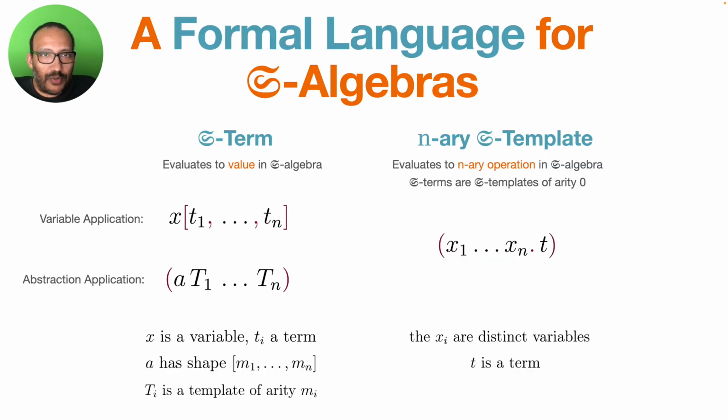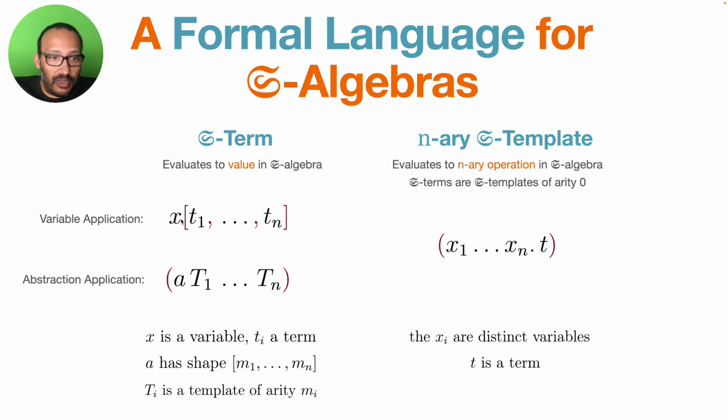And so abstraction algebra also is really a formal language for algebras. Okay, so we have terms and we have templates, and terms evaluate or correspond really to values in the algebra, and templates correspond to operations on the universe of the algebra. And so we have three constructors, two for terms and one for templates.